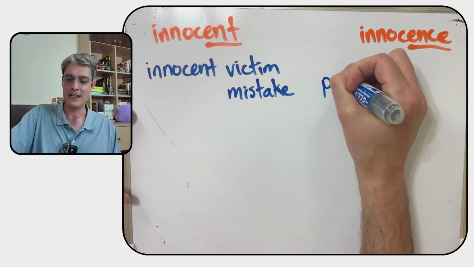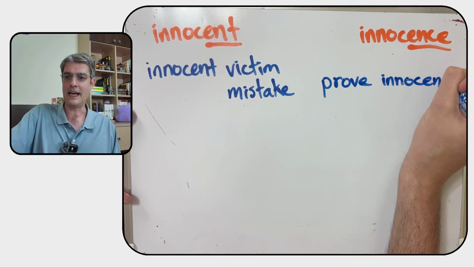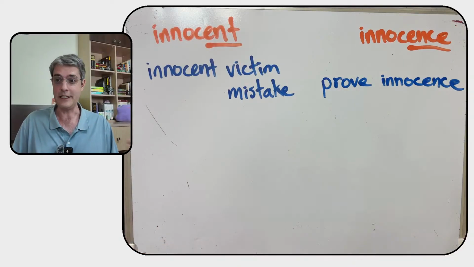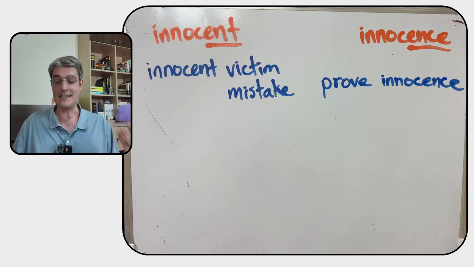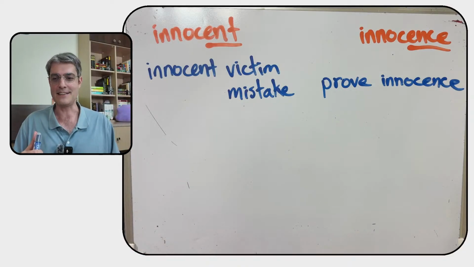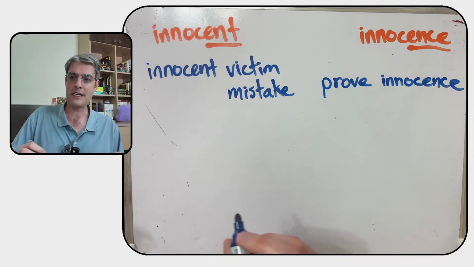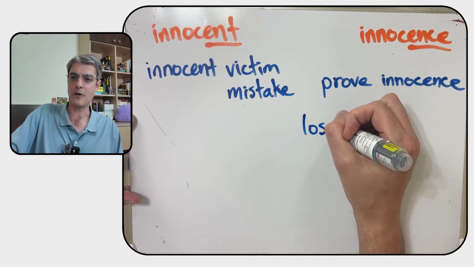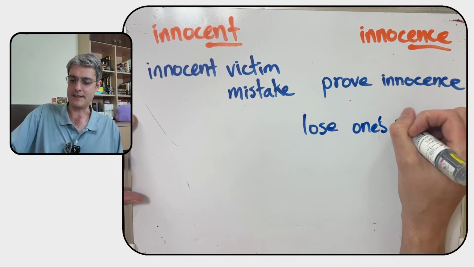All right, so if we're talking about innocence, some useful collocations, you'll see this in court dramas. That is to prove innocence. And this just means to demonstrate, legally, that you did not commit a crime. Maybe you have CCTV camera footage. Maybe you have an alibi where someone says that they saw you somewhere else. You prove your innocence.